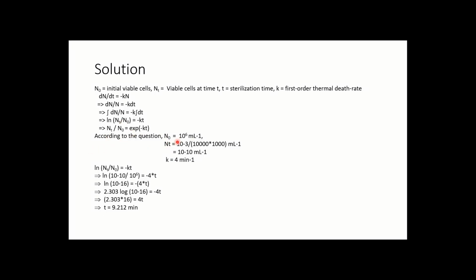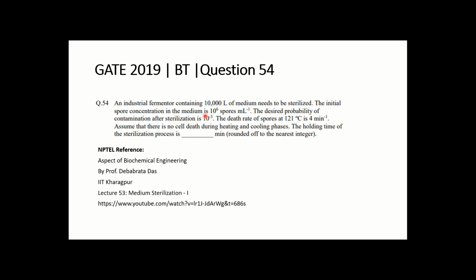According to the question, N naught is the initial viable cell concentration, which is 10 to the power 6 spores per ml, and Nt is the viable cells at time t. Here t is the sterilization time which we are asked to find. After that time t, the viable spore number will be 10 to the power minus 3 after the sterilization.